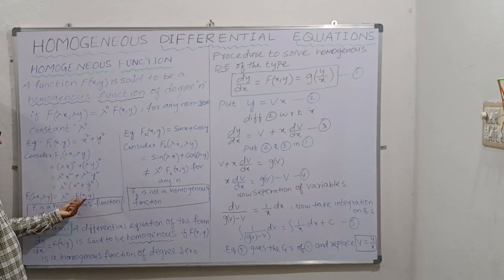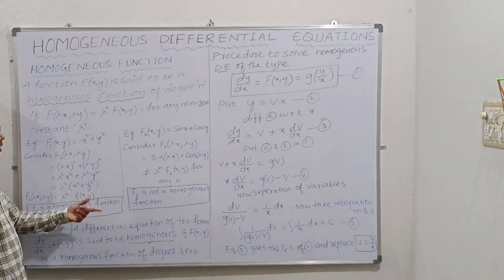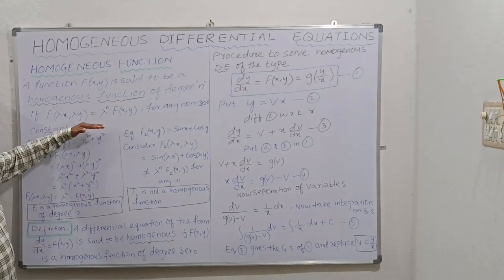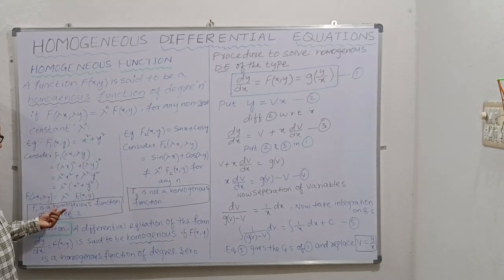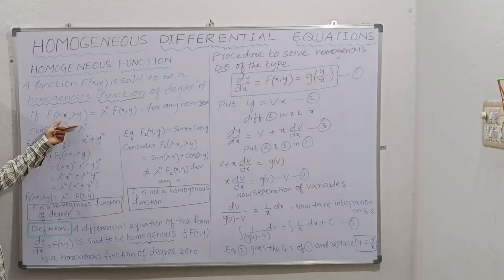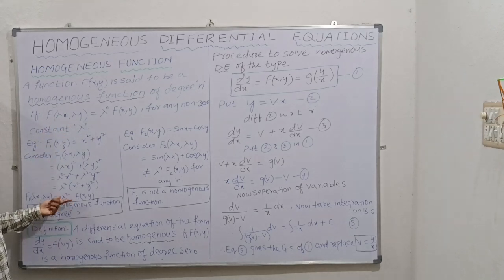So we substitute here. Therefore this is f1 of lambda x comma lambda y is equal to lambda square into f1 of x comma y. So therefore we have expressed it in this form. So therefore f1 is a homogeneous function of degree 2. So this condition is satisfied. Therefore the given function is a homogeneous function of degree 2.